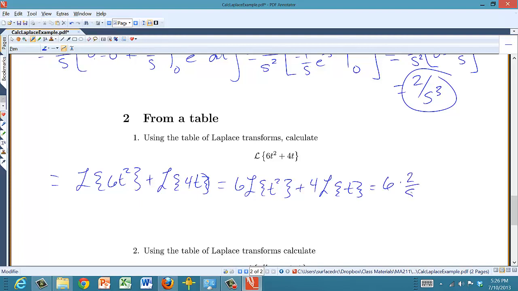The Laplace transform of t squared is in our table. That's 2 over s cubed, and we actually just computed it. Plus 4 times the Laplace transform of t, that's also in our table. That's 1 over s squared. And that's it. So we end up with 12 over s cubed plus 4 over s squared.